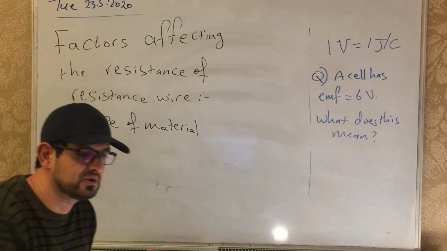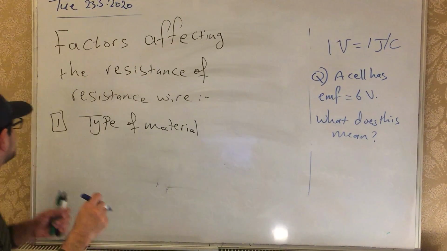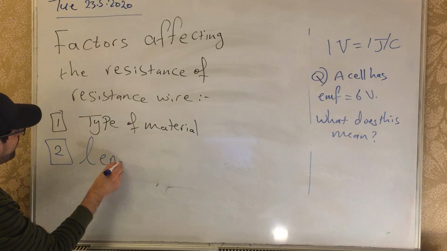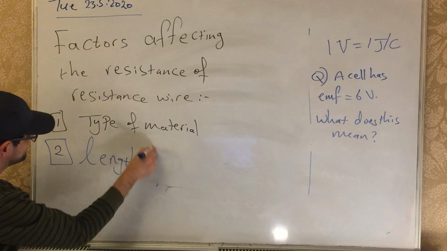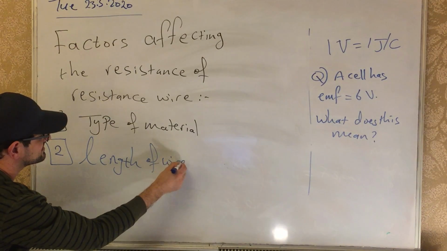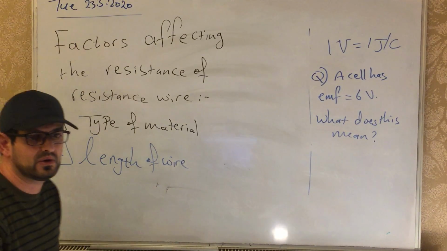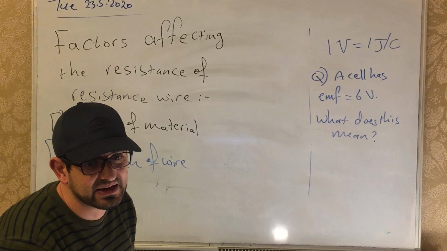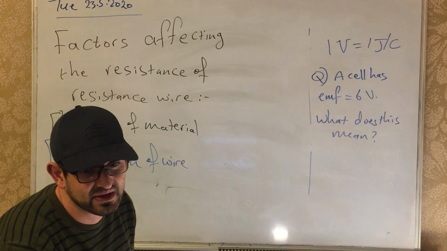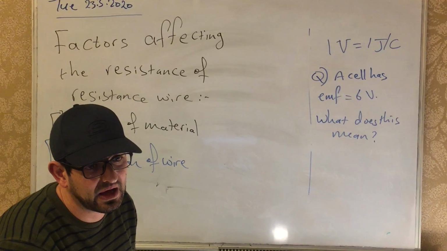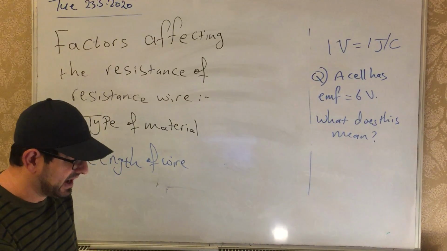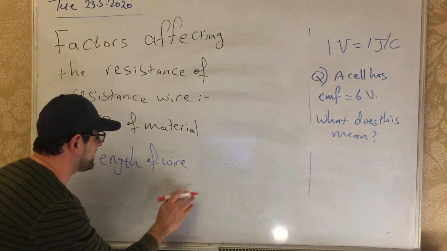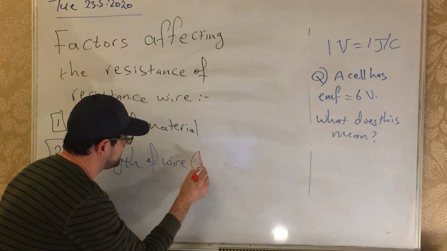Second thing, 2. What other factors affecting the resistance? 2. The length of wire. What do you mean by this? كيف how the length of wire affect the resistance. كل ما زاد اللينث بالريزيستنس بتزيد. بالضبط. عشان هيك أنا I write here between bracket here I write directly.